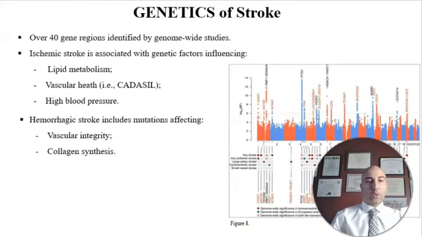Genetics plays a critical role in the onset and progression of stroke. Recent genome-wide studies have identified over 40 gene regions linked to stroke risk. These discoveries highlight the potential for personalized medicine in stroke prevention and treatment. Ischemic stroke, for example, is associated with genetic factors influencing lipid metabolism, vascular health, and high blood pressure. Similarly, genetic predisposition to hemorrhagic stroke includes malfunctions affecting vascular integrity and collagen synthesis. These findings pave the way for developing targeted therapies and improved diagnostic techniques.